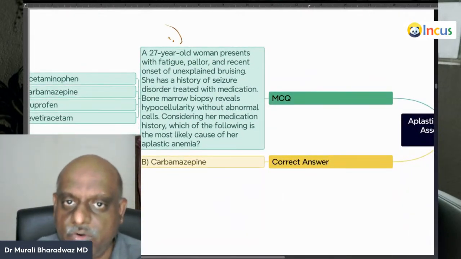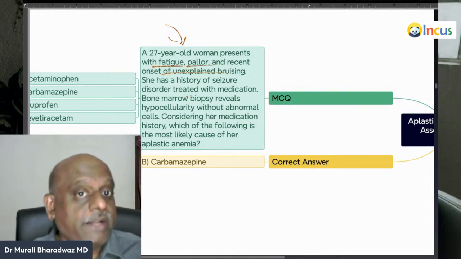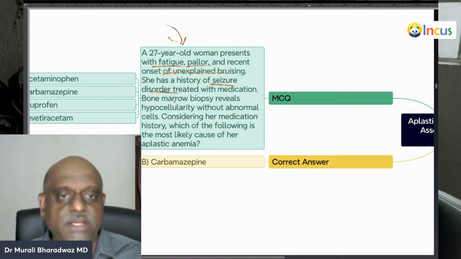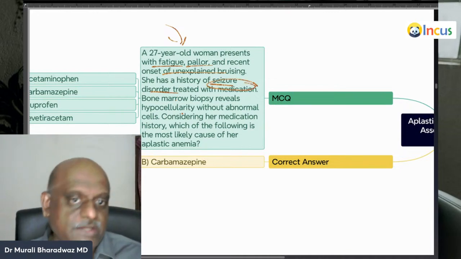A 27-year-old woman presents with fatigue, pallor, recent onset of unexplained bruising, and a history of seizure treated with medication. Bone marrow has hypocellularity.